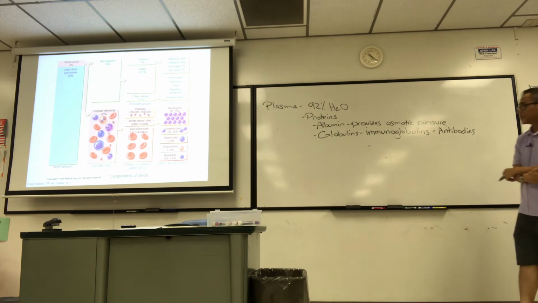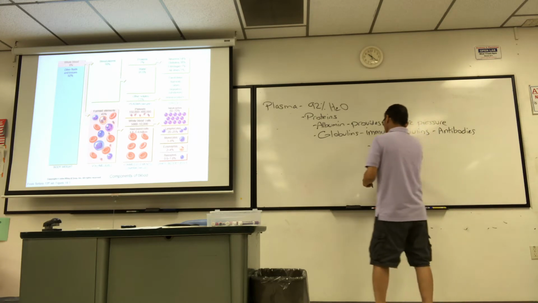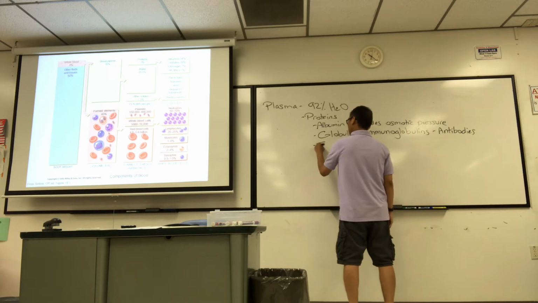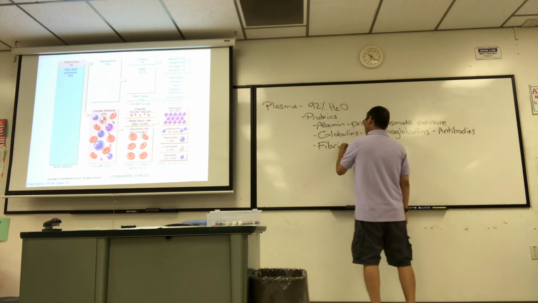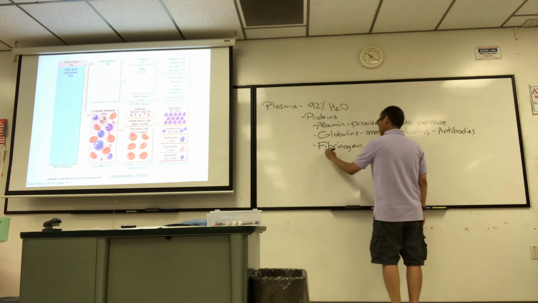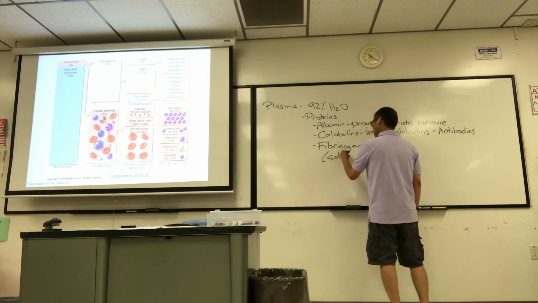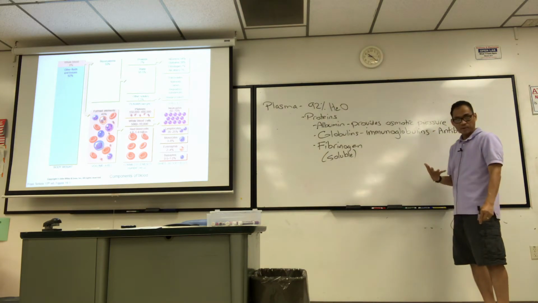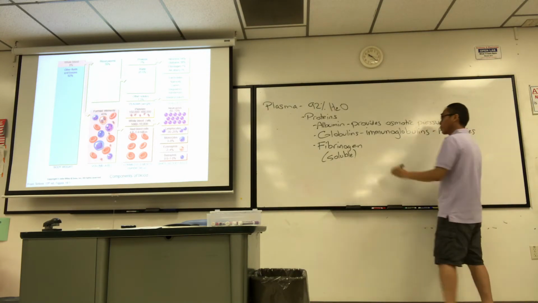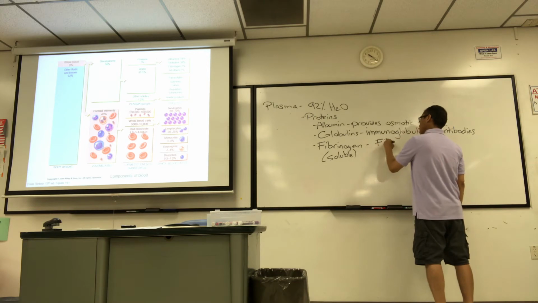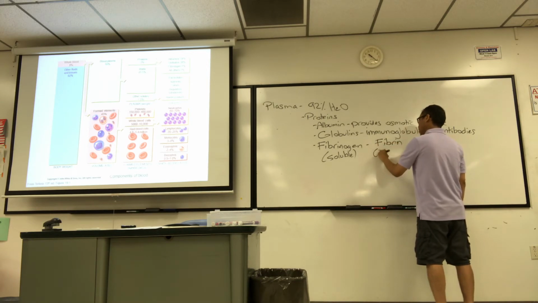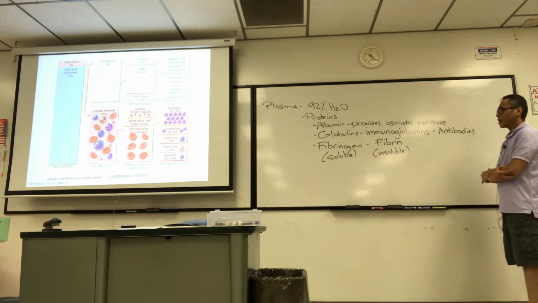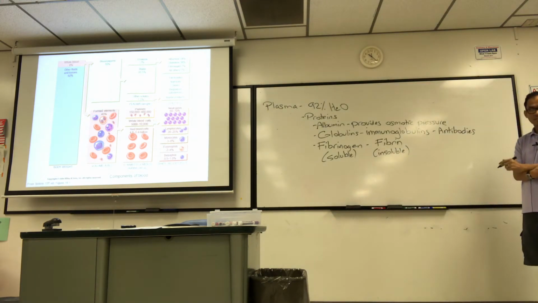So we also have fibrinogen. Fibrinogen in its soluble form, well, it is a clotting factor. So when it comes out of solution, we call it fibrin. Insoluble. And that'll help stop bleeds. Okay, and I'll teach blood clotting probably tomorrow.